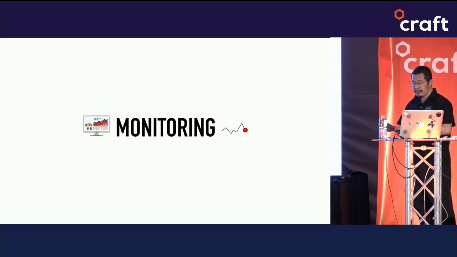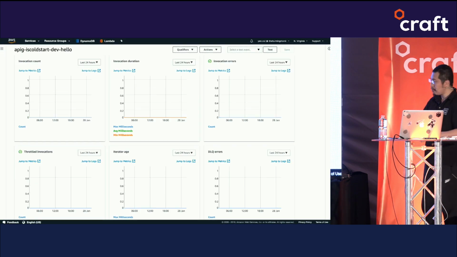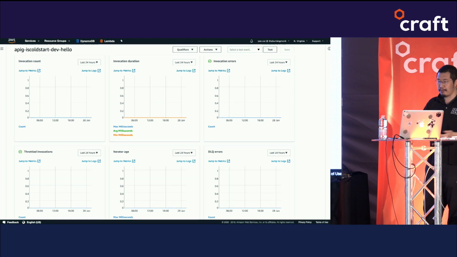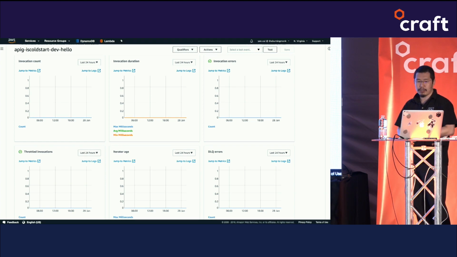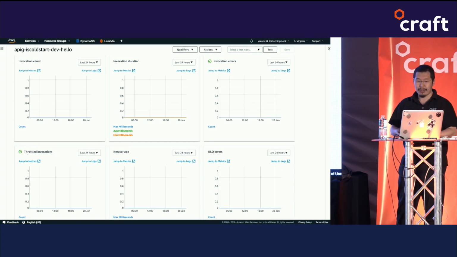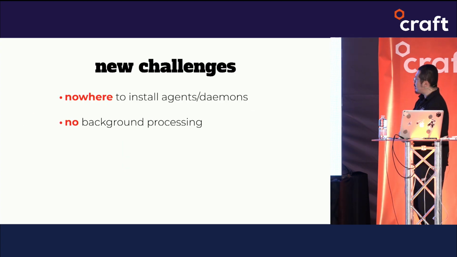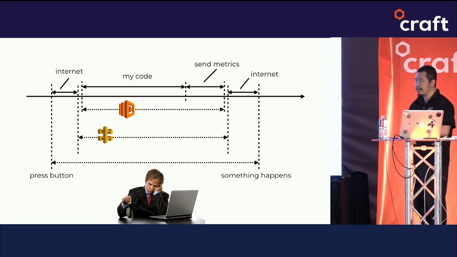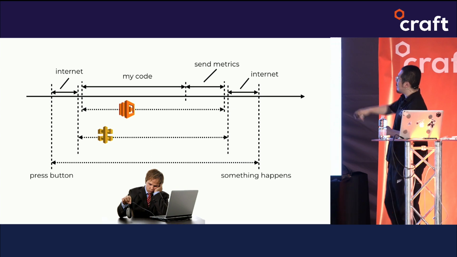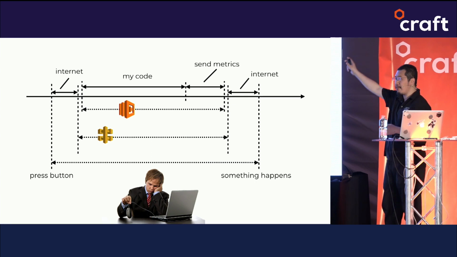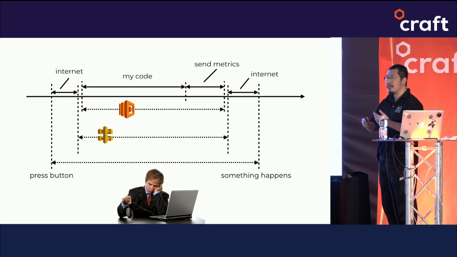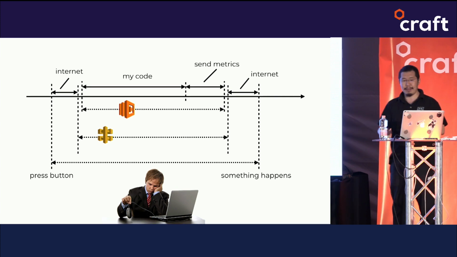And in terms of monitoring, you get some basic telemetry from Lambda out of the box in CloudWatch, in terms of invocation count, duration, error count, and so on. But as we mentioned before, there's no background processing. So if you want to record custom metrics, you're going to find that you have to spend those additional milliseconds as part of your function's invocation time, which is going to be user-facing when you're building APIs.